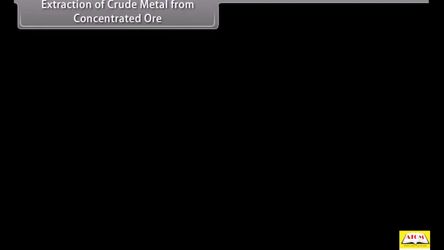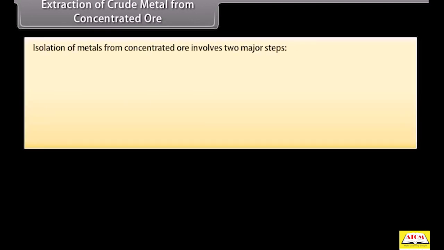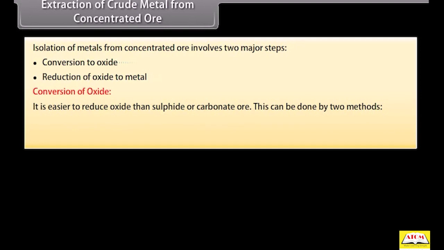Extraction of crude metal from concentrated ore. The concentrated ore must be converted into a form which is suitable for reduction. Oxides are easier to reduce. Thus, isolation of metals from concentrated ore involves two major steps: conversion to oxide and reduction of oxide to metal. Conversion of oxide: it is easier to reduce oxide than sulfide or carbonate ore. This can be done by two methods: calcination and roasting.